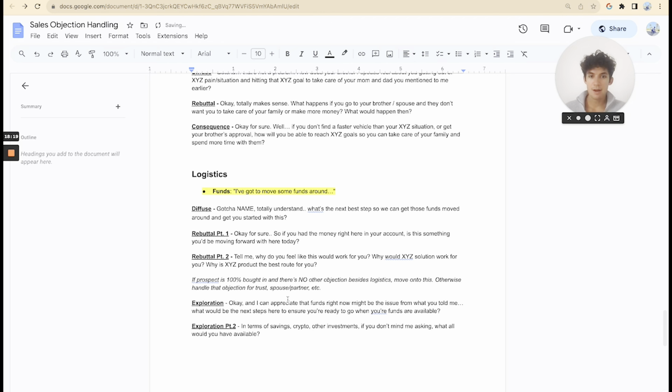Logistics, right? I've got to move some funds around. Gotcha, name. Totally understand. I mean, what's the next best step so we can get those funds moved around and get you started with this? So right here, sometimes logistically, they literally have to go move funds around. This has happened to us a few times where our clients or students were getting started with trust fund money, or they had to move around some investments, things like that. Our goal here is to understand, hey, is it actually they have to move the funds around, or is it another objection, like, hey, I've been scammed in the past, or I don't trust you, or I have to talk to my wife? There's so many other things.